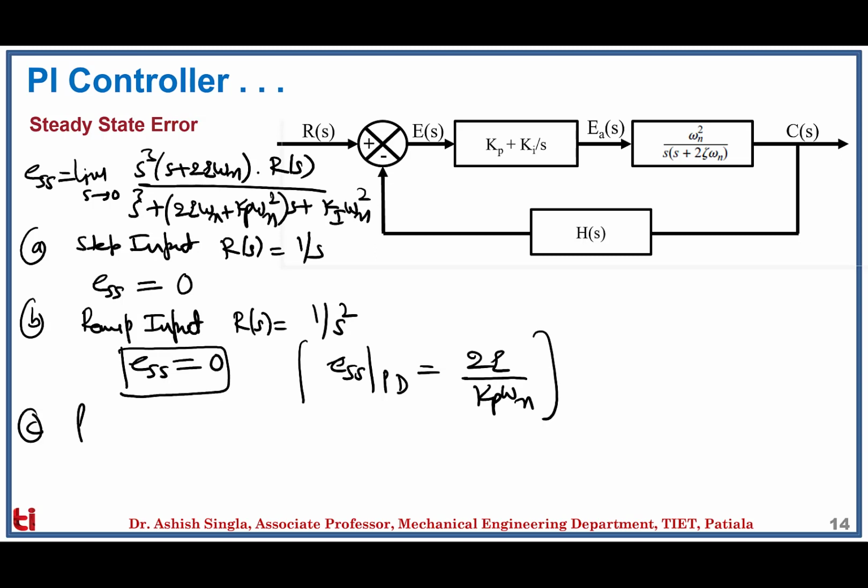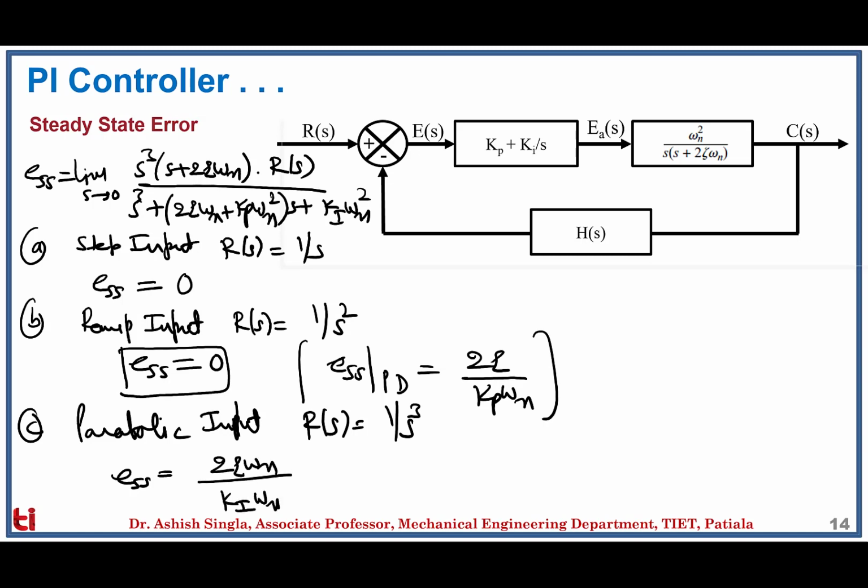And if we see the parabolic input, where the value of R(s) is equal to 1 by s cubed, the steady state error in this case is equal to 2 zeta omega n by ki omega n squared, where omega n will cancel over here, so that leads to 2 zeta by ki omega n. And again, if we compare it with the steady state error of the PD controller, which was infinity, here we can clearly see that as compared to the PD controller, the steady state error has been brought down from infinite to a finite value.